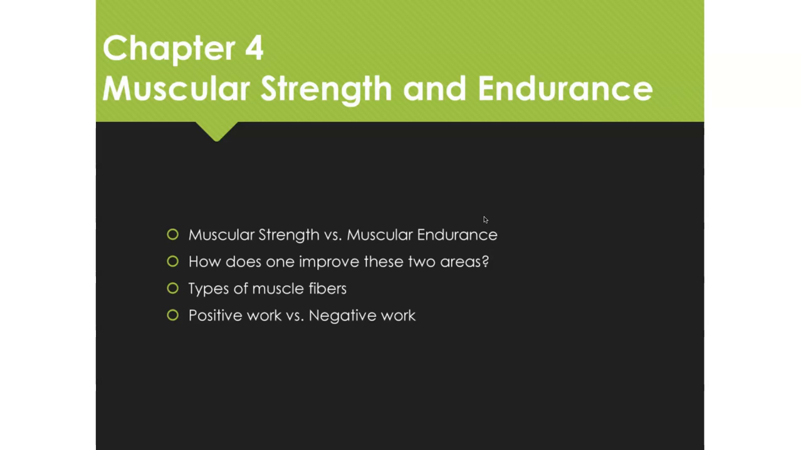Chapter 4 is muscular strength and endurance. Be able to tell me what the difference is. Remember, muscular strength is how much one can move at one time. So that is your max. Muscular endurance is how many reps over a long period of time that you can do.